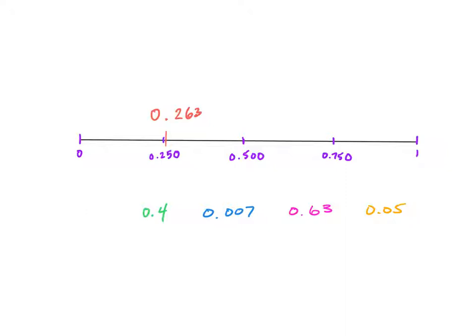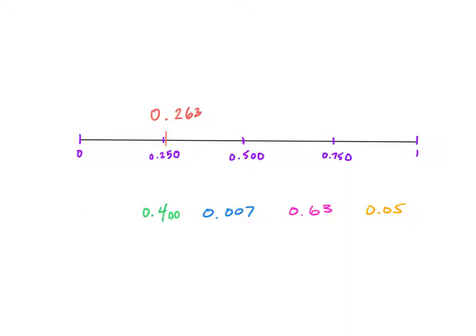My next decimal is 4/10 right here. I'm going to go ahead and also give it 2 more place values so it's easier to compare to everything. So now it's 400 thousandths. That is equivalent to 4/10. There's nothing in the hundredths and nothing in the thousandths.